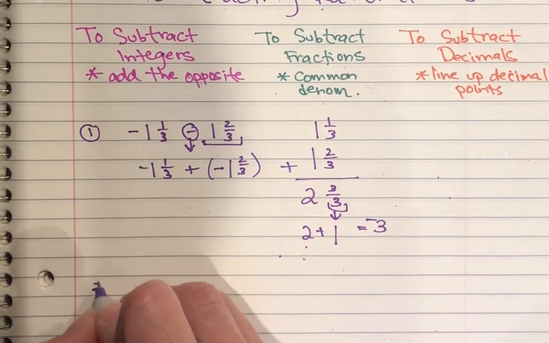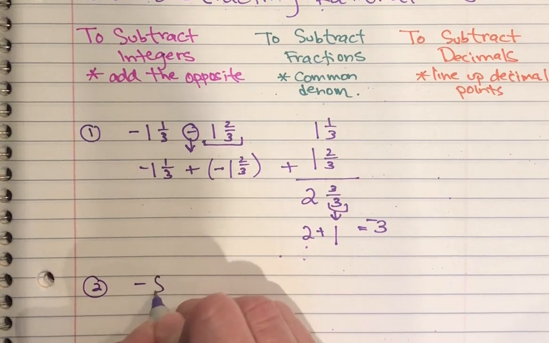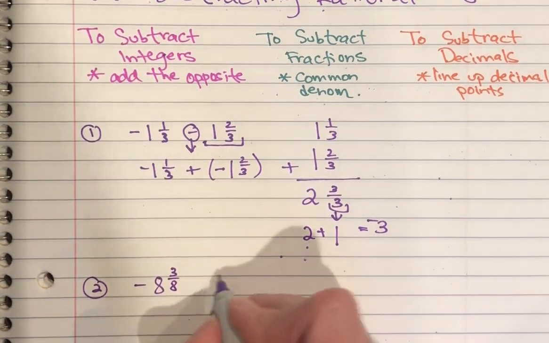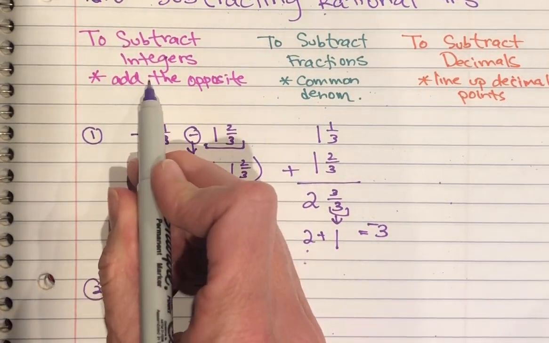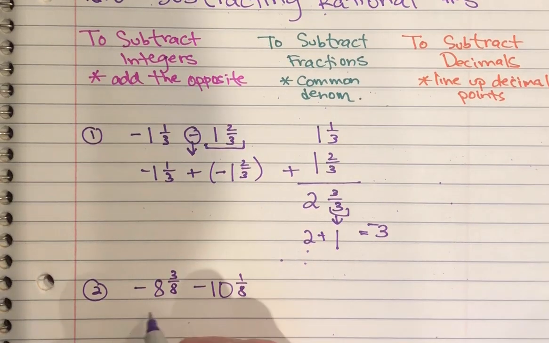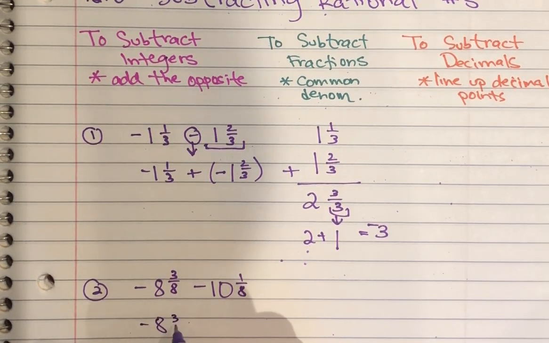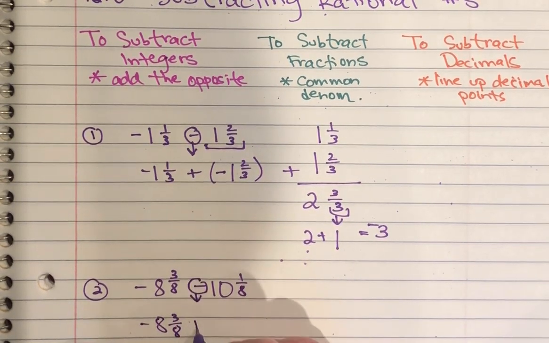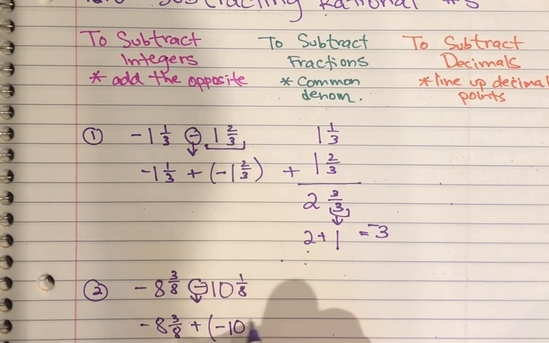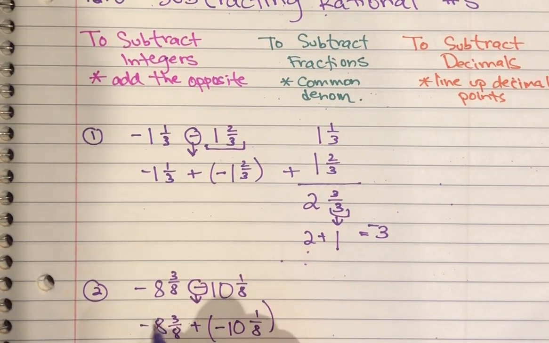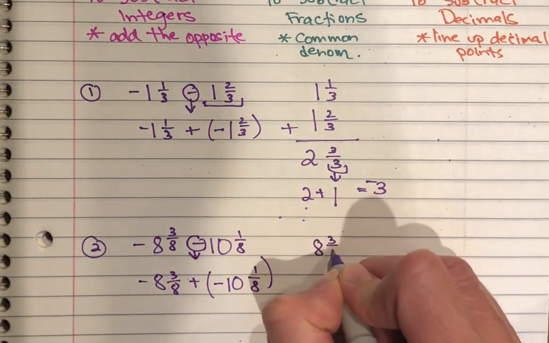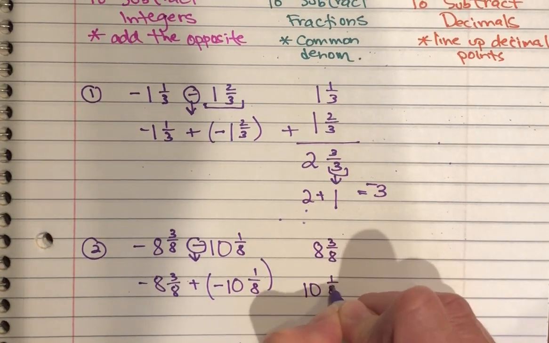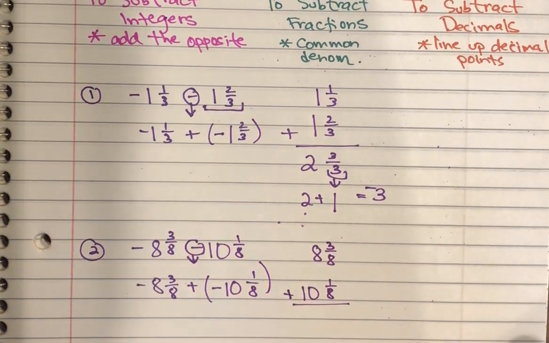Number 2. Negative 8 3/8 minus 10 1/8. Same concept applies. Luckily, we already have common denominators. So instead of subtracting 10 1/8, circle your subtraction symbol, we are going to add negative 10 1/8. These are both amounts that we owe, so we're going to add those together to figure out the total that we owe.